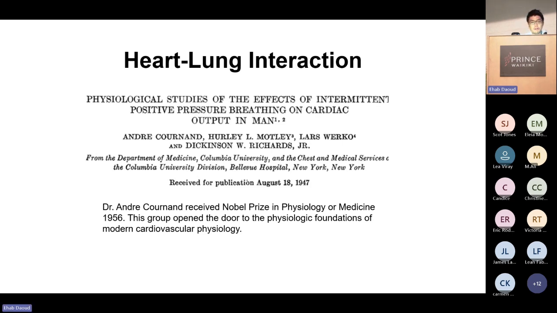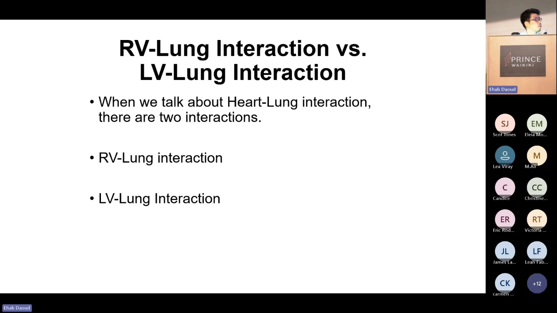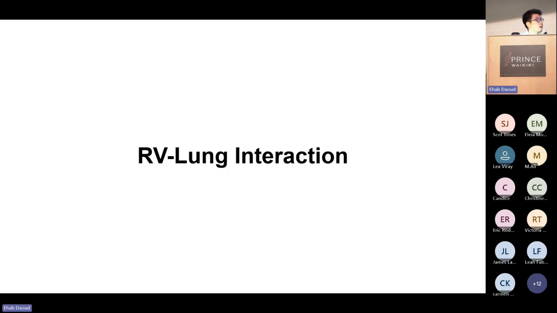So when we talk about heart-lung interaction, there are two interactions mainly. So RV and lung, or LV and lung. So today I'm going to divide heart-lung interaction into two categories, RV and lung interactions, and also LV lung interactions. The first thing that I'm going to talk about is the RV lung interaction.